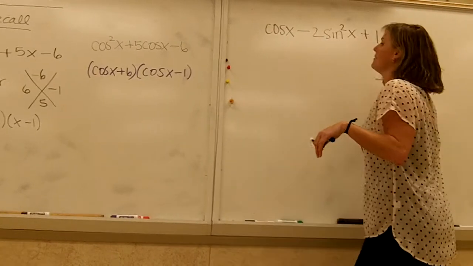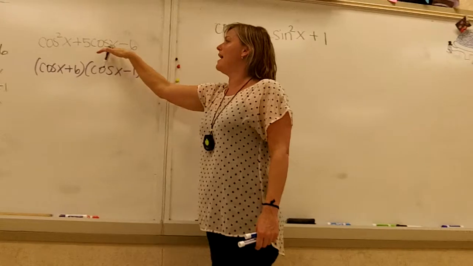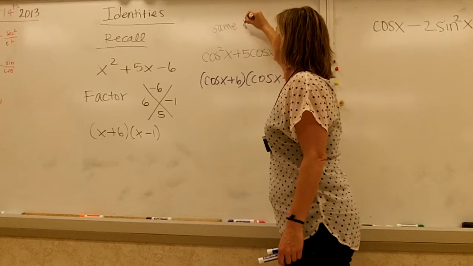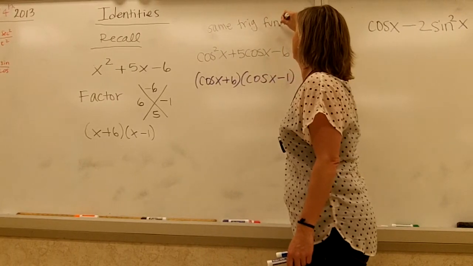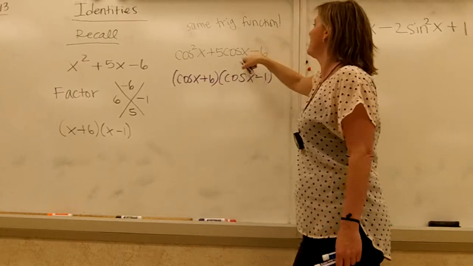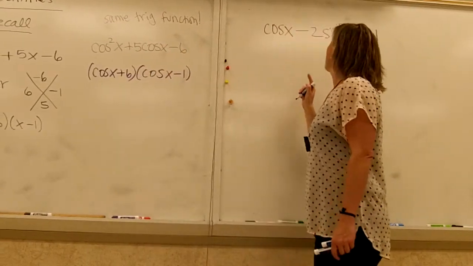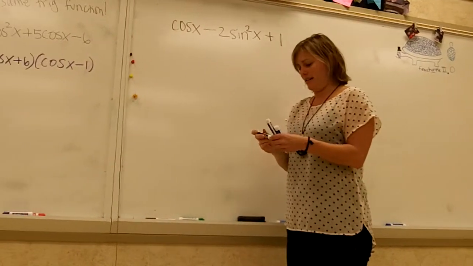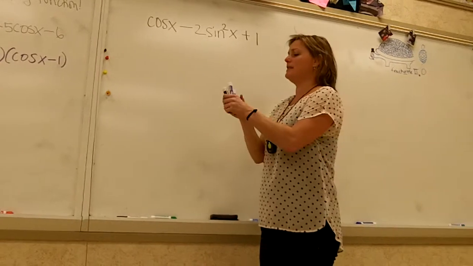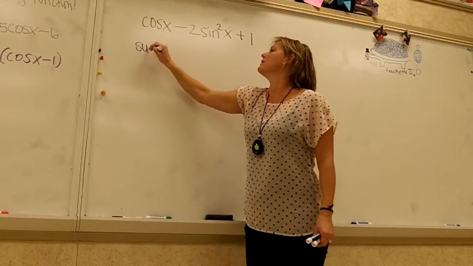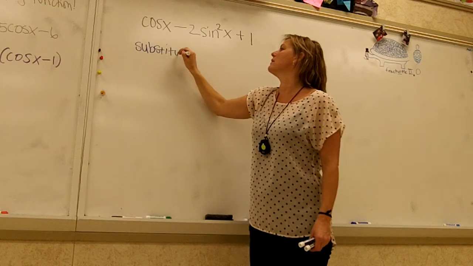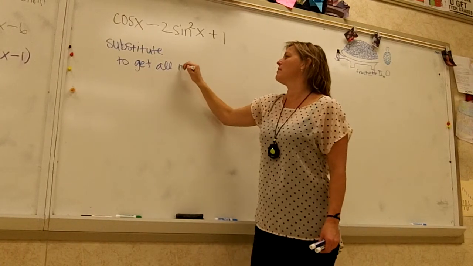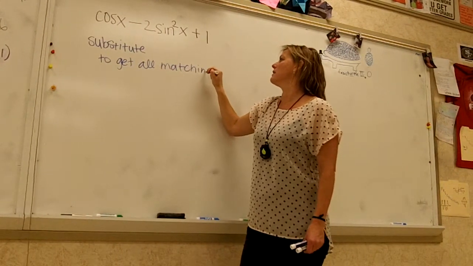Okay, plus 1. Now, over here when we did this example, see how we had everything all in the same trig function? That is the best case scenario when you have that. Over here, I have cosine and sines. Not the best case scenario. So what I have to do is do a substitution to get all matching functions.